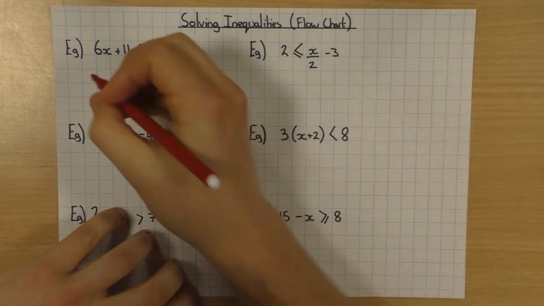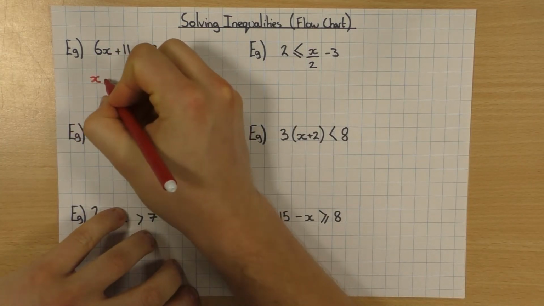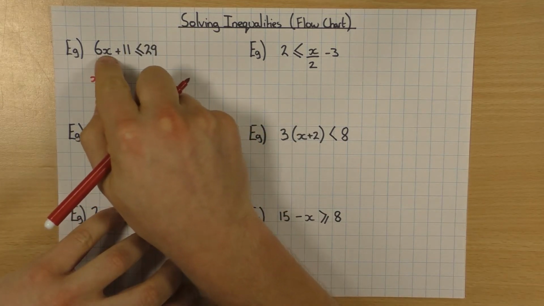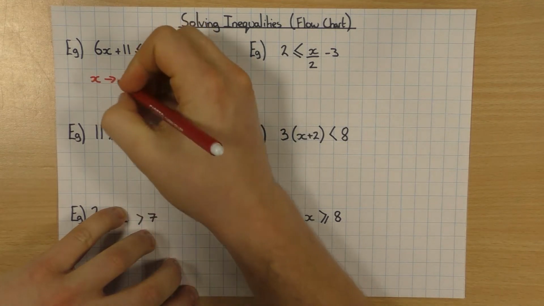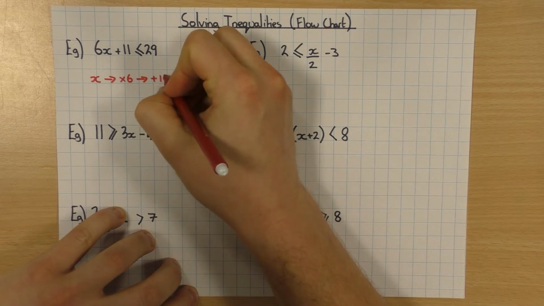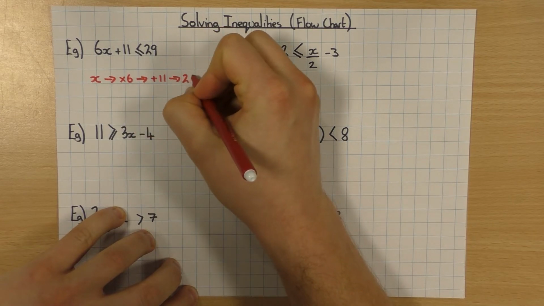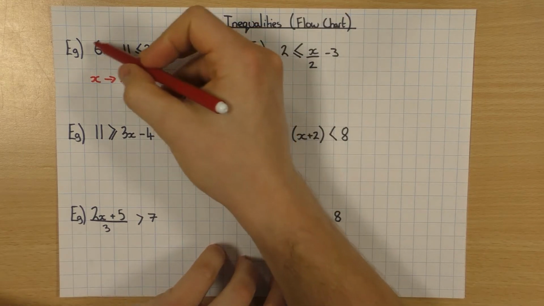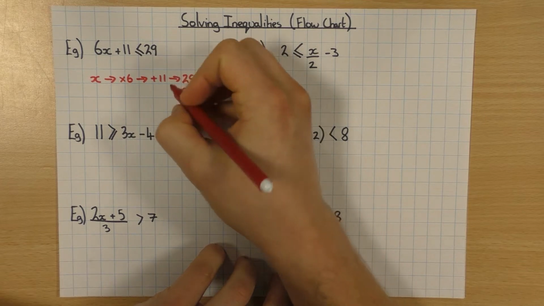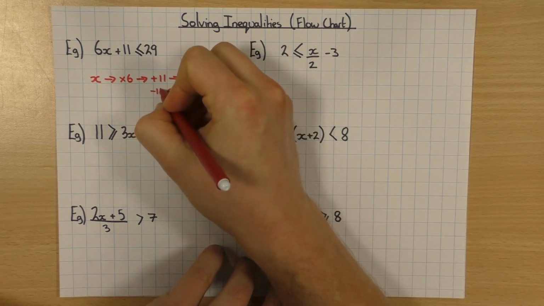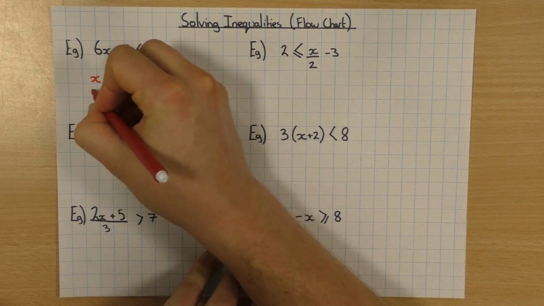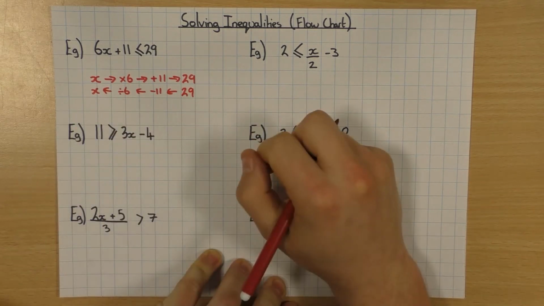So like I said, I'm going to use the flowchart to do this. I'm going to start off with x. And the first thing I do to x is times by 6. So we use BIDMAS for this. The multiplying definitely comes before the adding. So I'm going to times by 6, then I'm going to add 11, and then I get 29. Okay, so that's the flow chart of what's going on with this one. And then I need to reverse it. So 29, take away 11, divided by 6, and then back to x. So I just do the opposite of everything.